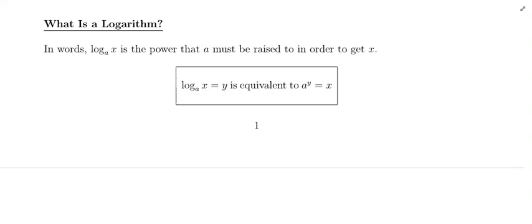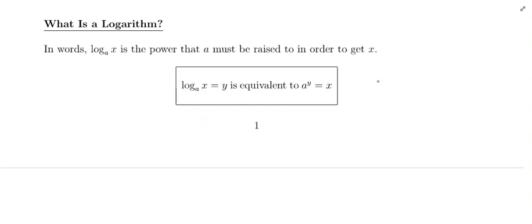So, what is a logarithm? In words, log base a of x is the power that a must be raised to in order to get x. In the box at the bottom of page 1, that is the definition of a logarithm. It says log base a of x is equal to y. That statement is equivalent to a raised to the y power is equal to x.